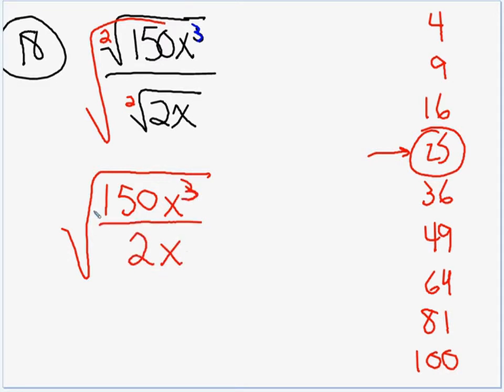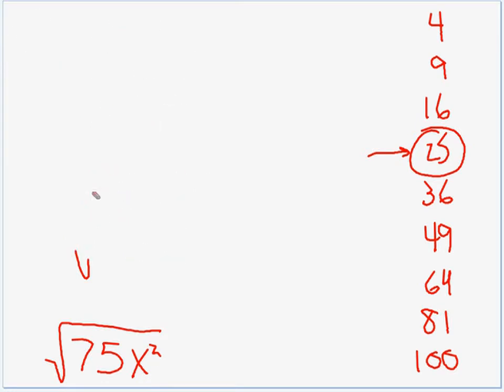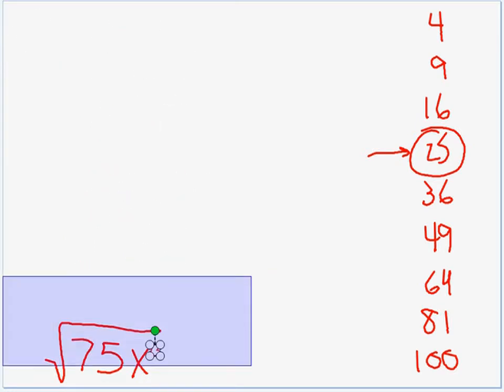And now that everything's comfy under the radical, let's divide. 150 divided by 2 is 75. x to the third divided by x to the first is x squared. Okay, we're getting somewhere.